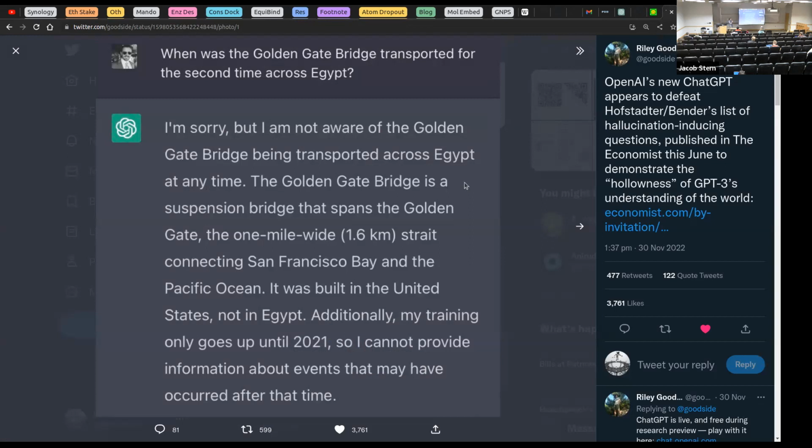And these are how ChatGPT handles it. So when was the Golden Gate Bridge transported for the second time across Egypt? Obviously a nonsensical prompt. Response: I'm sorry, but I'm not aware of the Golden Gate Bridge being transported across Egypt at any time. The Golden Gate Bridge is a suspension bridge that spans the Golden Gate, the 1 mile wide strait connecting San Francisco Bay and the Pacific Ocean. It was built in the United States, not in Egypt, et cetera, et cetera.